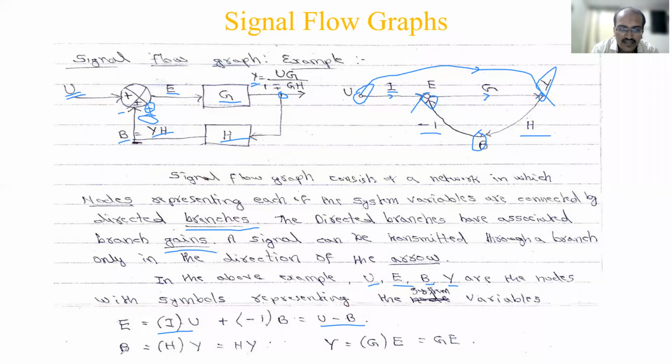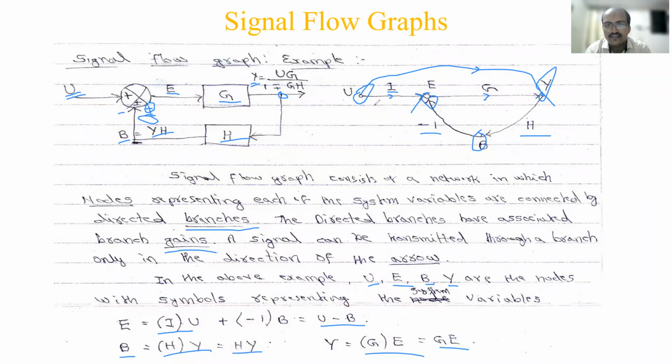Then B is equal to. So B is where? Here. Right. So what is there? For B, only one path is there, that is coming from Y with H. That's why H into Y, HY. And then you have the last one, Y. The output Y has only one path, G into E, so GE. So these are the 3 paths.